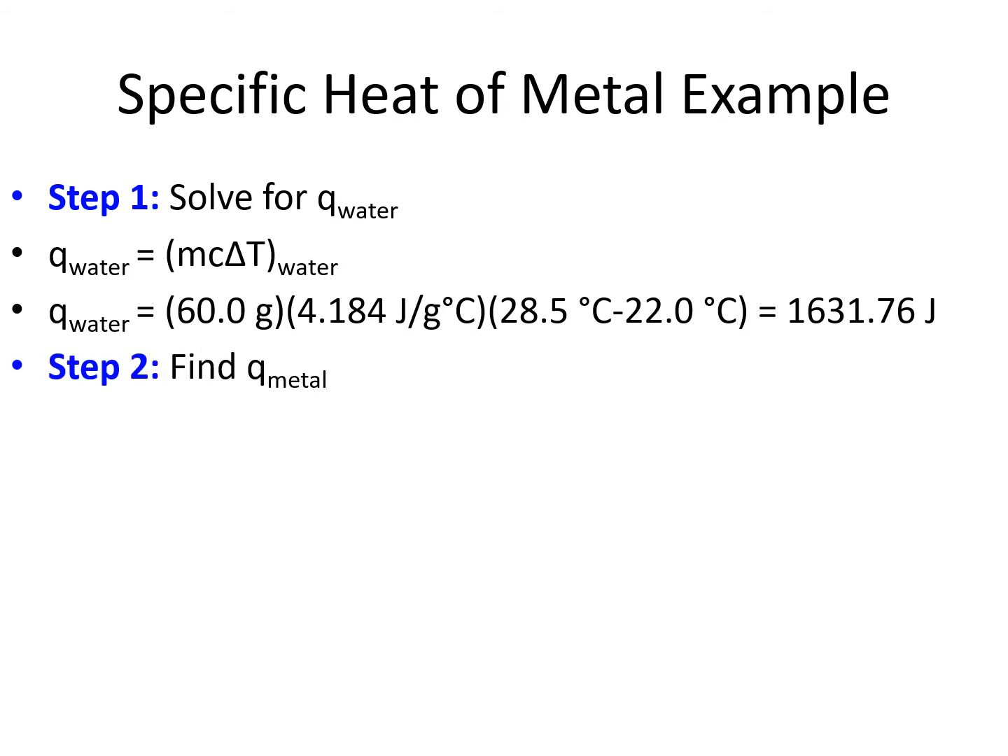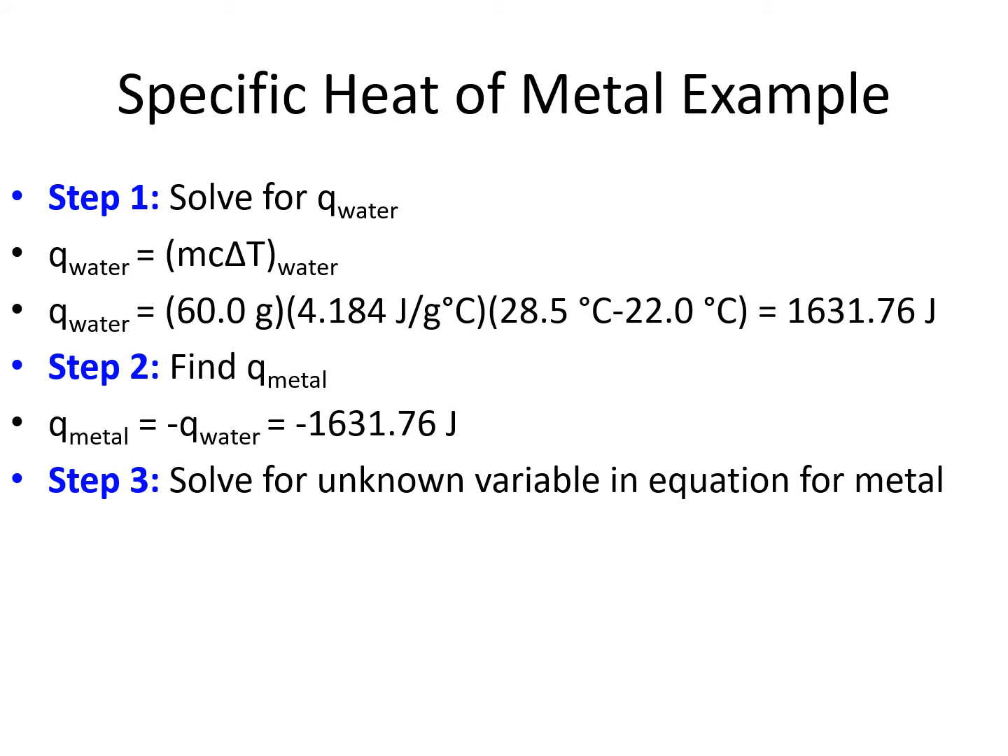In our second step, we're going to find the Q of the metal. And that's going to be based on the Q of the water we just solved for. Remember, the metal and the water are going to have the same magnitude for their Q, but opposite signs. So we're just going to slap a minus sign on that 1,631.76 joules. And that's going to be our Q for the metal.